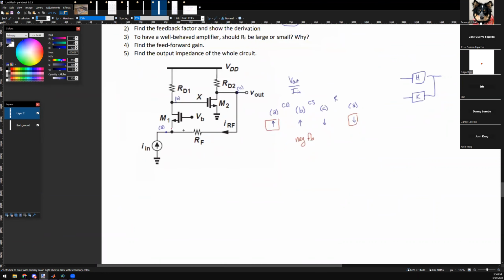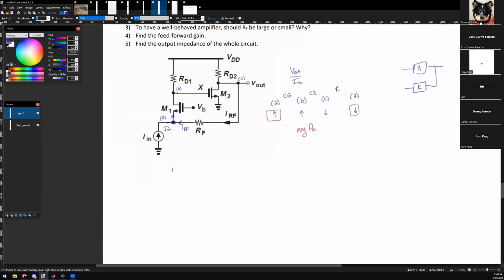Okay, we do it. Feedback factor. So I need to somehow convert this so through KCL they add, right? Here's IN and here is IRF, and together they sum to the current here. That's how I do the current summation. KCL is what's doing the summation here. So we go to A, and you do KCL here. I just need to know what IRF is from V out.